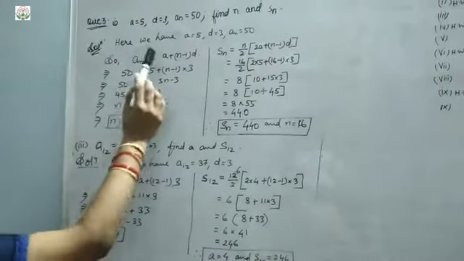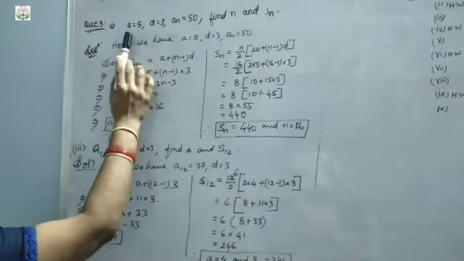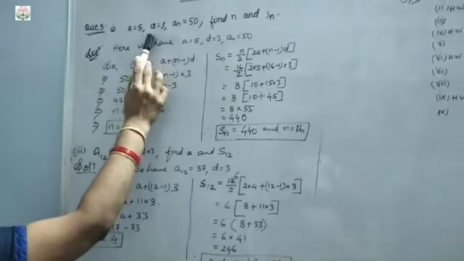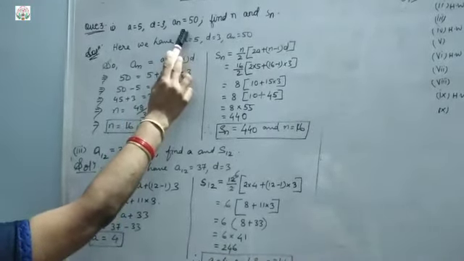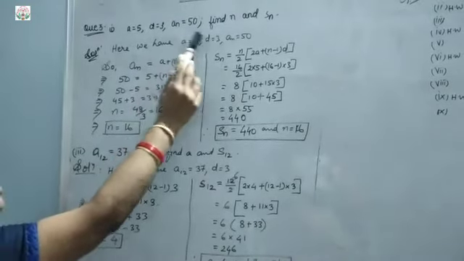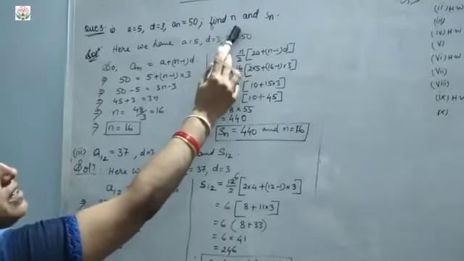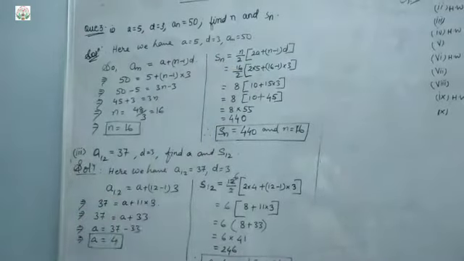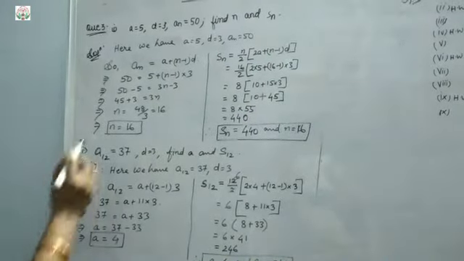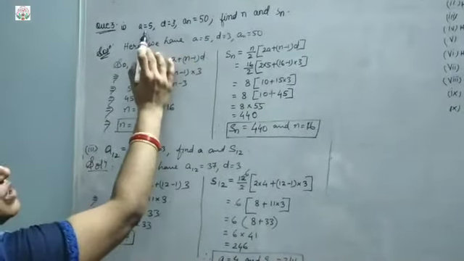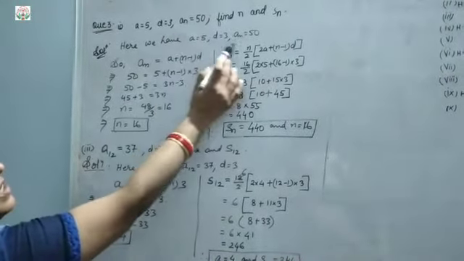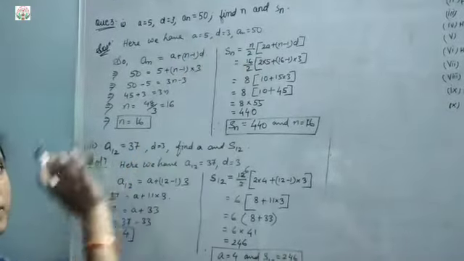The first question goes like this: given a equals 5, d equals 3 and an equals 50. These are the values given. You have to find n and Sn. So in that case we will see the solution. What is given? a is 5, d is 3 and an is given as 50.